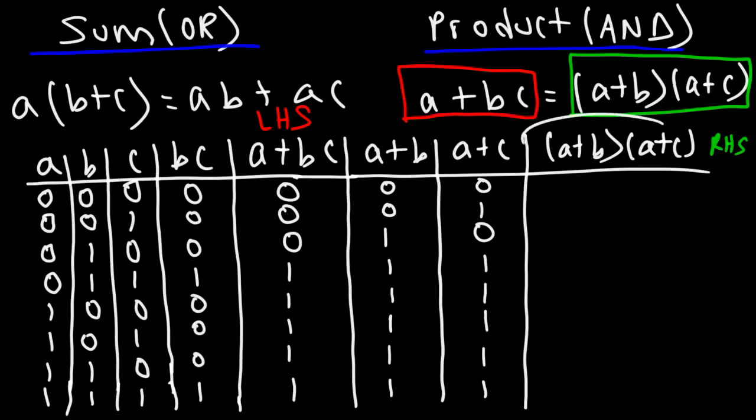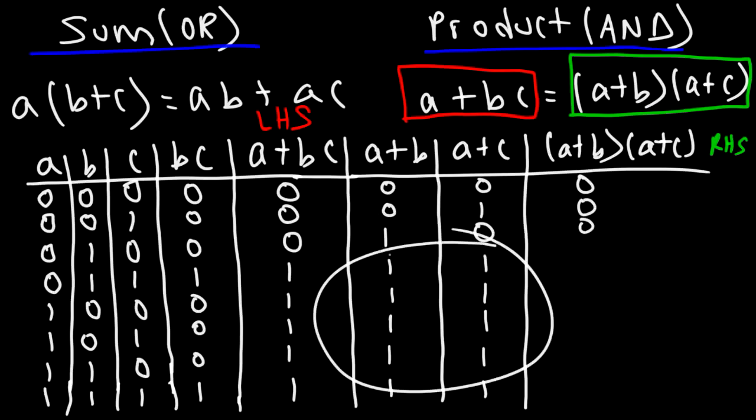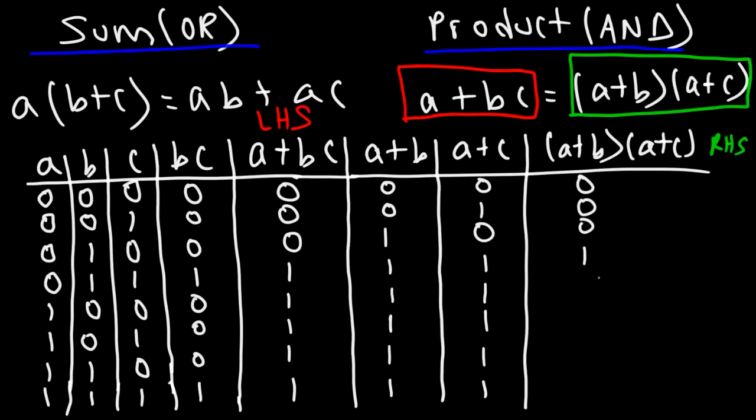Now, a plus b times a plus c. So what we're going to do now is we're going to take these two columns and multiply them together. 0 times 0 is 0. 0 times 1 is 0. And 1 times 0 is 0 as well. And then the rest is just 1 times 1, which will be 1.